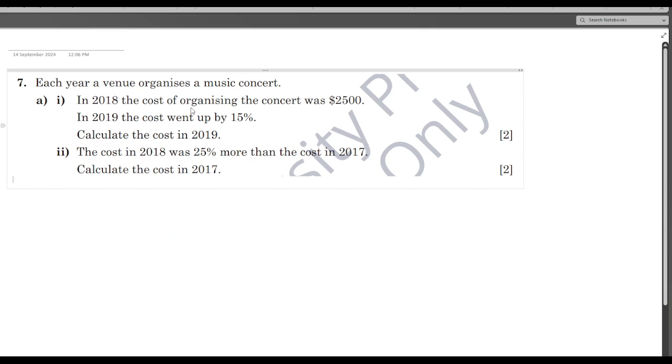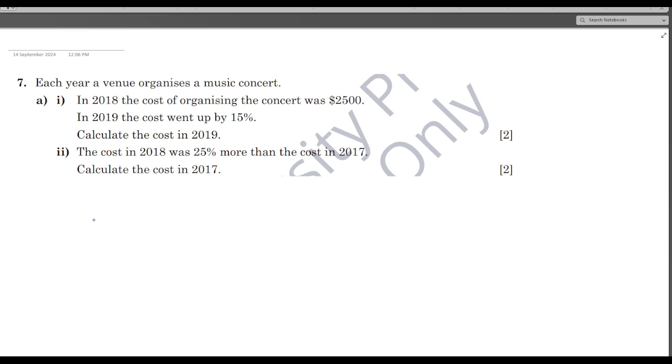Okay. Seventh question: each year a venue organizes a music concert. In 2018, the cost of organizing the concert was $2,500. In 2019, the cost went up by 15%. Calculate the cost in 2019.